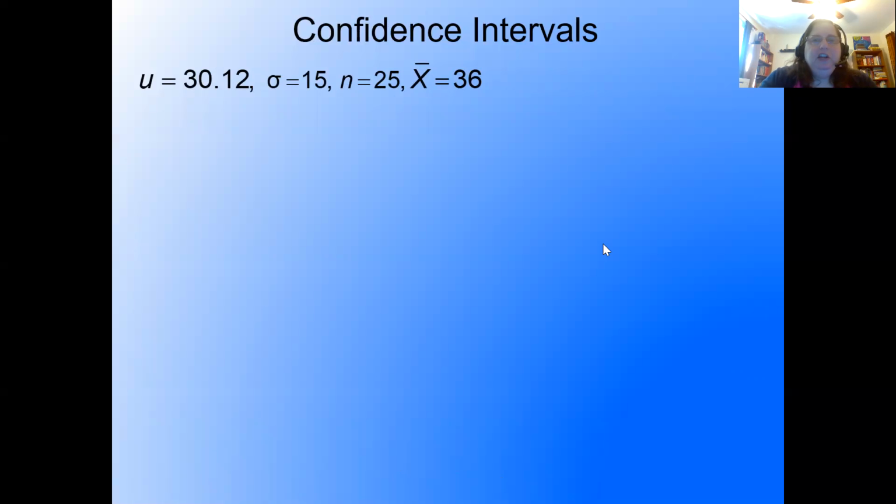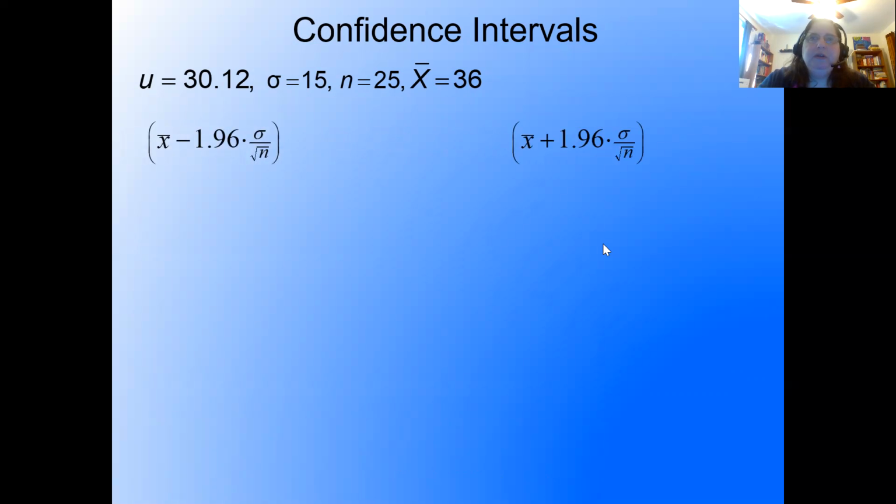Now, notice what I did up here. I brought across all of the information from the problem. This was all given to us. We were given a mu of 30.12. We were given a sigma of 15. We were given a sample size, or n, of 25 and a sample mean, or x bar, of 36. And I find it very helpful when you're doing a little bit longer problems to write out the information that you get out of a word problem. Just write it all out so that you have it at your fingertips, and it just makes it a little bit easier than having to go back into the word problem each time. Okay.